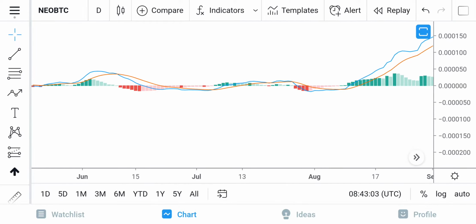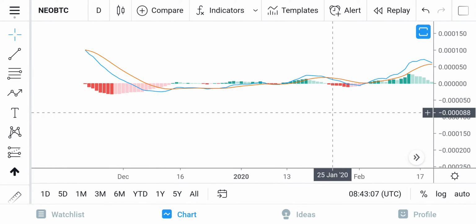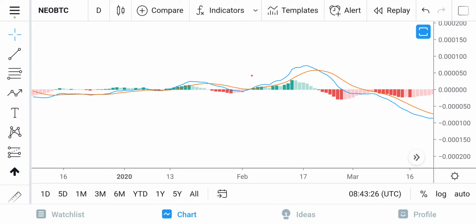Also for the buying side, when volatility is reducing in the market, like over here, you can see that the green bars are smaller. It's telling you that the rate of buying or selling is very low. That means volatility is low in the market. But over here, the rate of buying is high and volatility is high in the market.